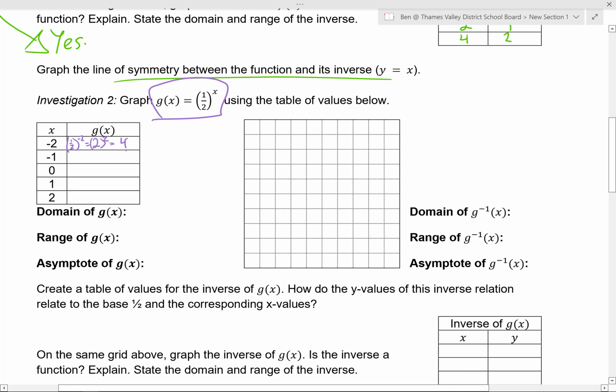g(-1) = 2. g(0) = 1. g(1) = 1/2. And g(2) = 1/4. Okay, nice and easy. Now we can plot something like this very simply. Right, so we are working with, right here, the point (-2, 4). Negative 2, up 4, nice and easy. Okay, (-1, 2), (0, 1), (1, 1/2), (2, 1/4).